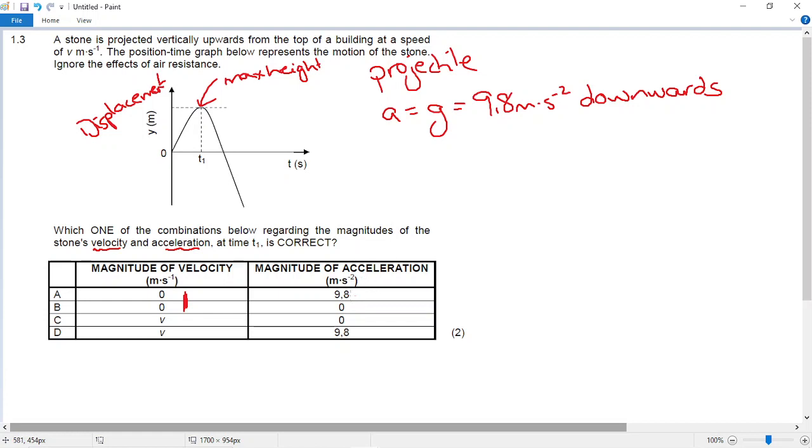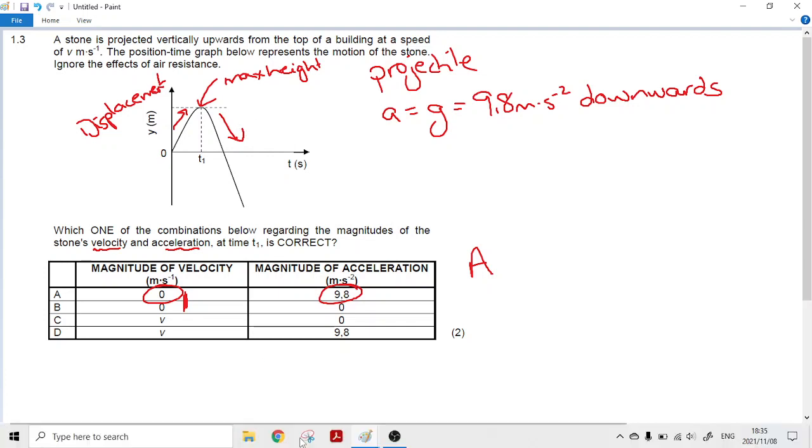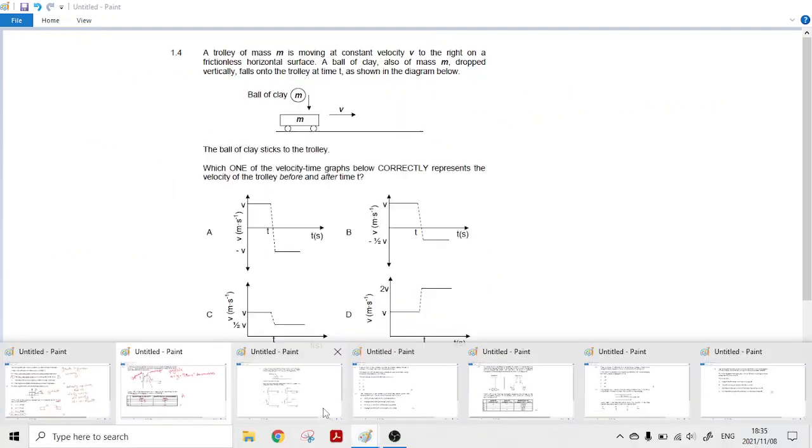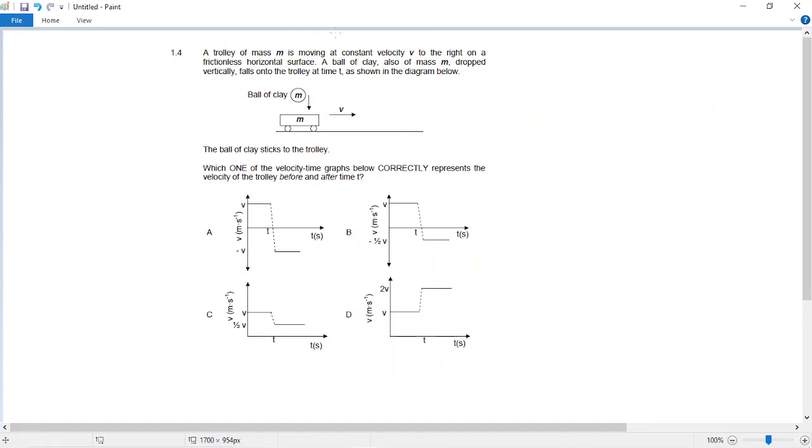Just because your velocity is 0 does not mean your acceleration is 0. Your acceleration is 9.8. The Earth never ever stopped attracting that stone, and the Earth is what causes it to accelerate. It's what caused it to slow down when it was going up, and it's what causes it to speed up when it's going down. So the answer is A. Never ever forget when and where the acceleration is.